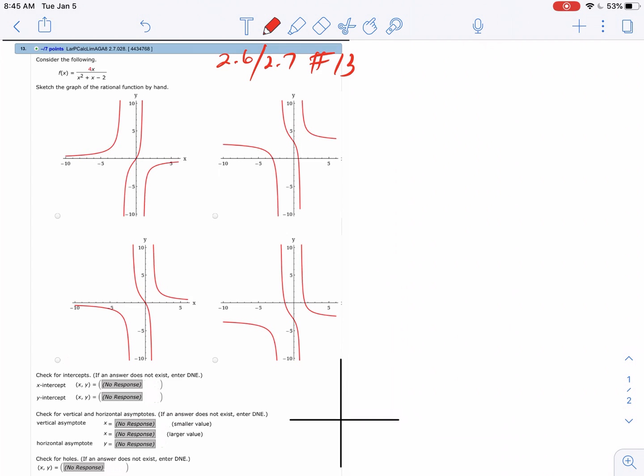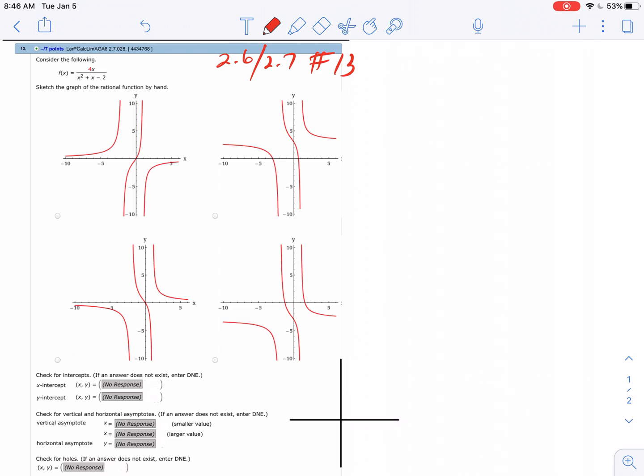2.6, 2.7, number 13. You should have a similar function. Again, they're rational. There's a top and a bottom. Mine's got a 4x on top. Yours is probably different. I'm going to find all the parts, and then I'll show you what the graph looks like, and then we'll know why it's fitting in the way it fits.